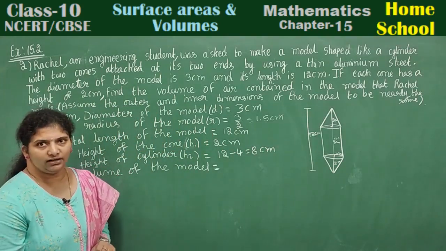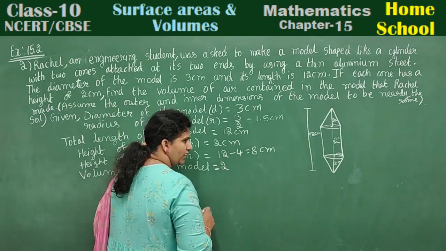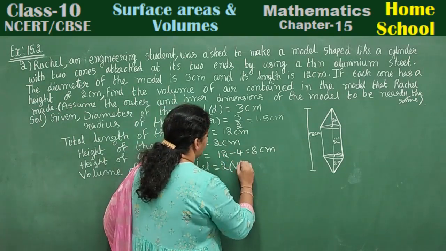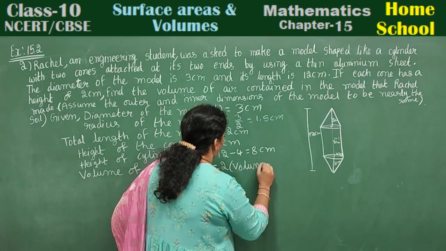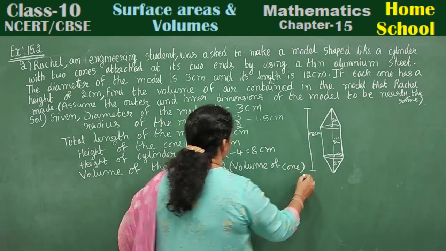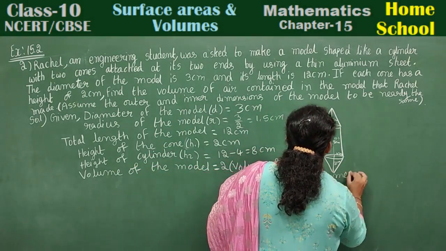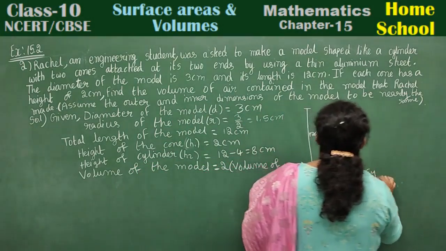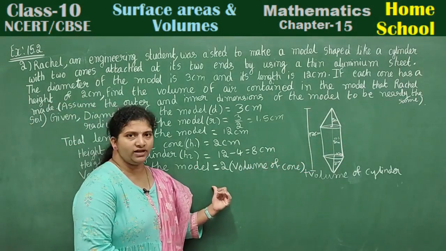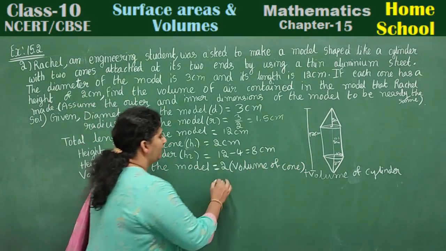Volume of the model. Frame the formula. 2 times. Why 2 times? Same cones are there. 2 times volume of cone plus volume of cylinder. Volume of the model is equal to 2 times volume of cone plus volume of cylinder.